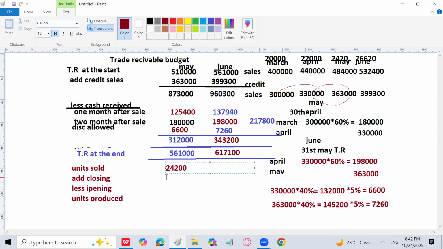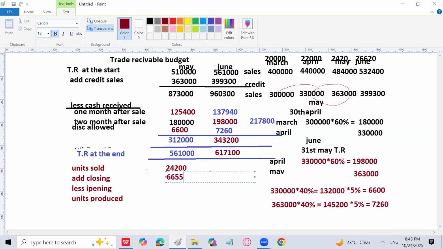Add closing units, that is the 25% of the next month's sales for May. So if you just go for it, 24,200. So the closing units is the 25% of next month's sales, that is 6655. And the opening units is going to be the 25% of the May sales.